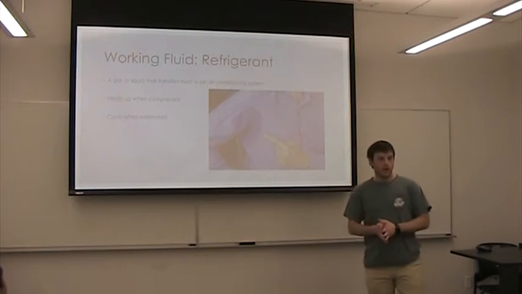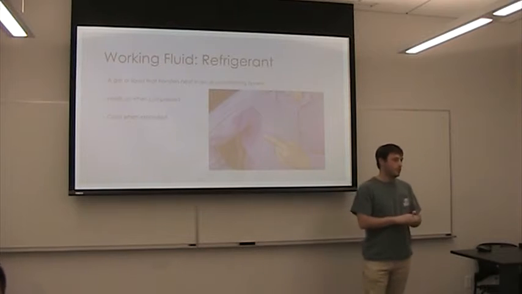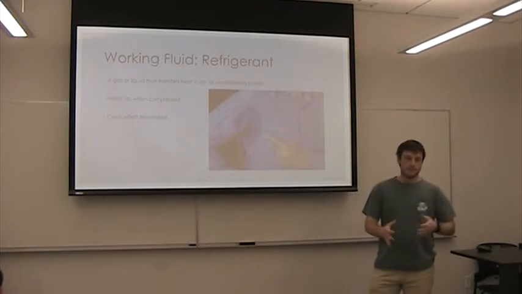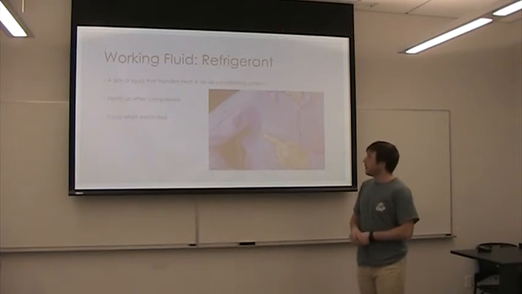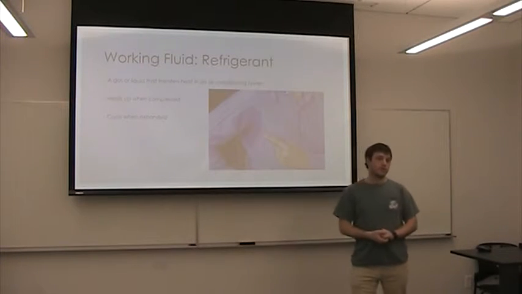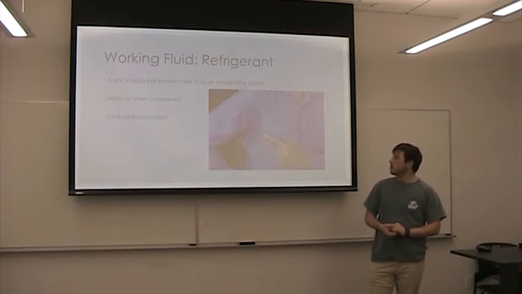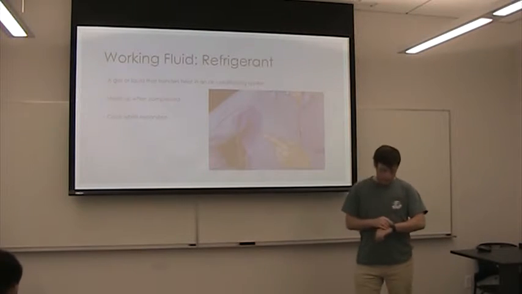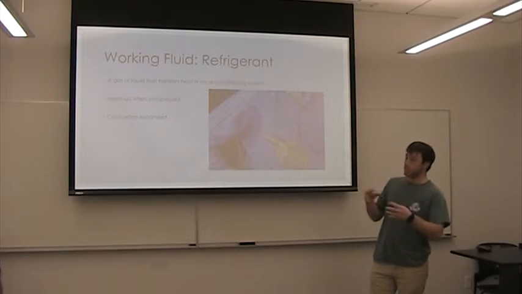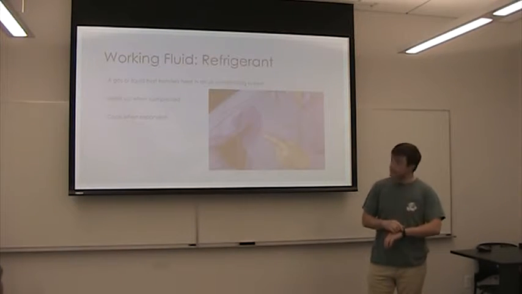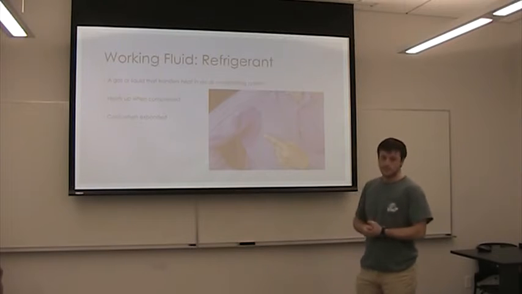So what an air conditioner uses to transfer heat from one environment to the other is a refrigerant. The refrigerant is some sort of gas or liquid that transfers heat, and when it's compressed, it'll heat up, and when it expands, it'll cool down.